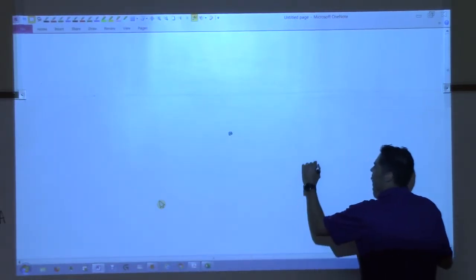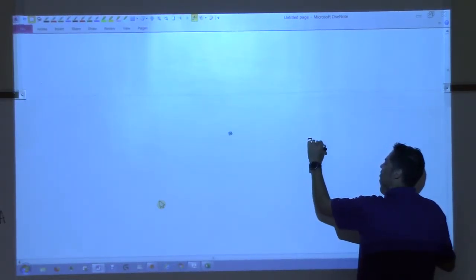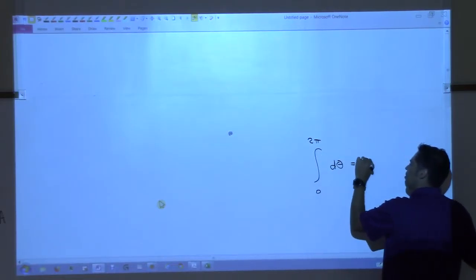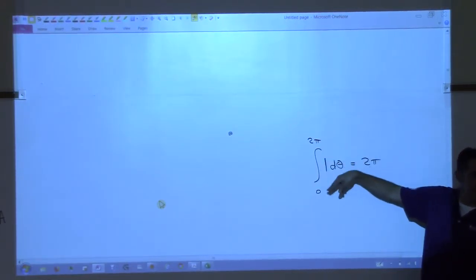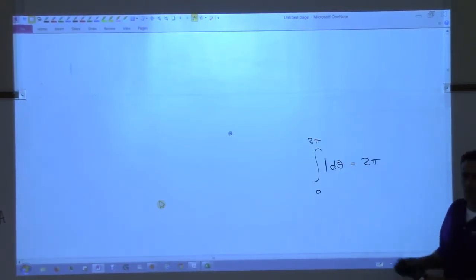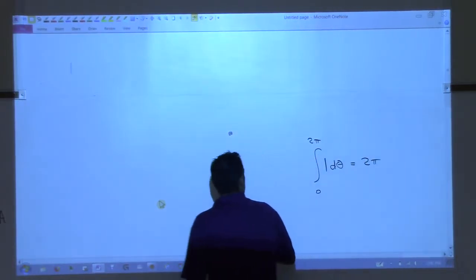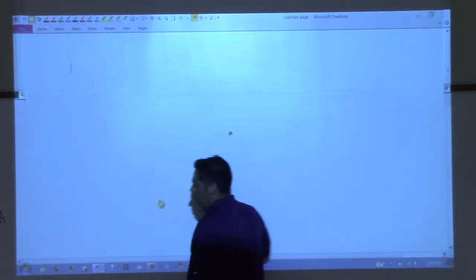The reason, what made me think of that was this one right here. We just had this problem, and we said the answer was 2 pi, right? That's basically integrating 1. And so this is basically the length of this little interval, which is 2 pi minus 0. All right. And we move along.